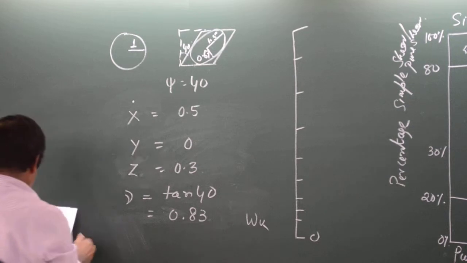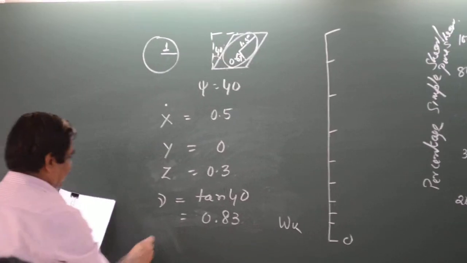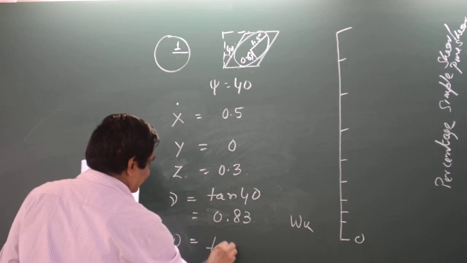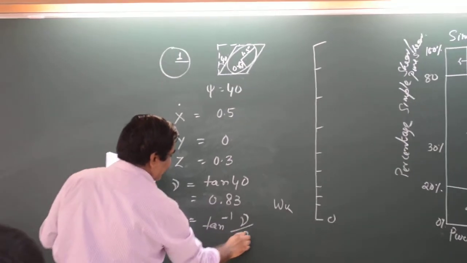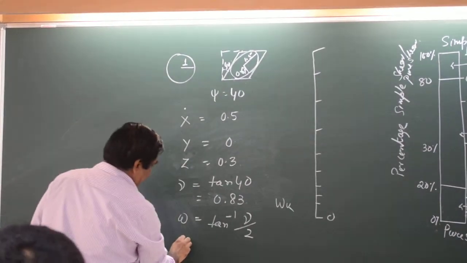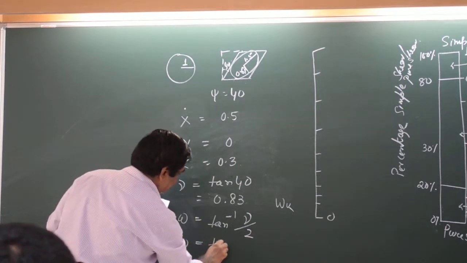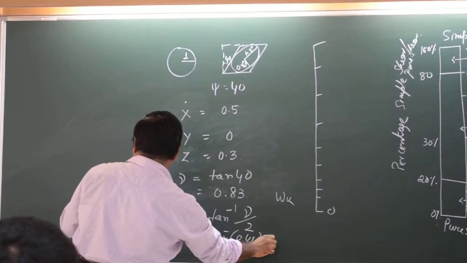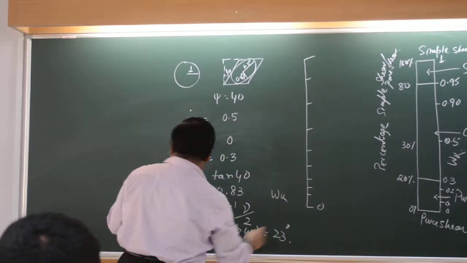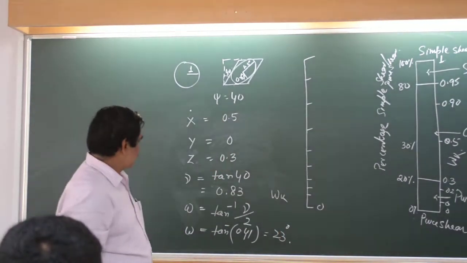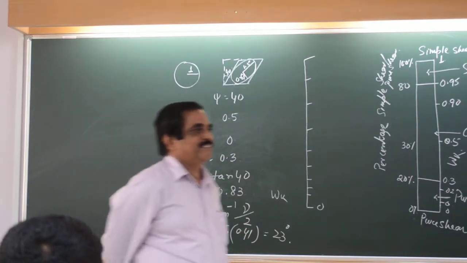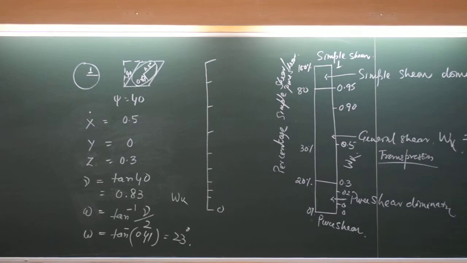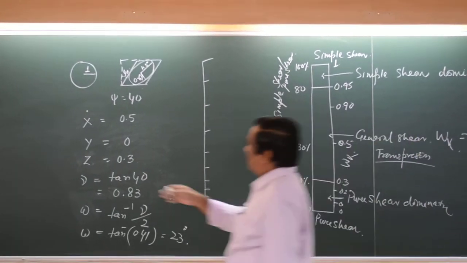The theta value is not given, theta you may be asked to calculate. What is the W value now? W is equal to tan inverse of gamma upon 2. Where was this formula given? So what is the W value? Tan inverse of gamma over 2, that is 0.41. So the W value will be 23 degrees. How much rotation is happening from the original orientation to this orientation? The W value is found, because everything comes from gamma.